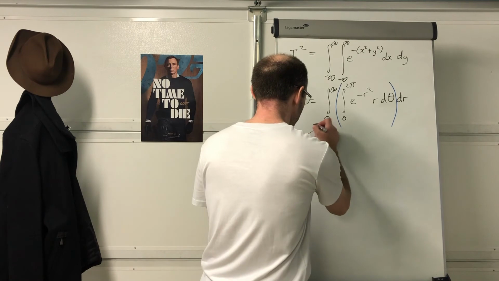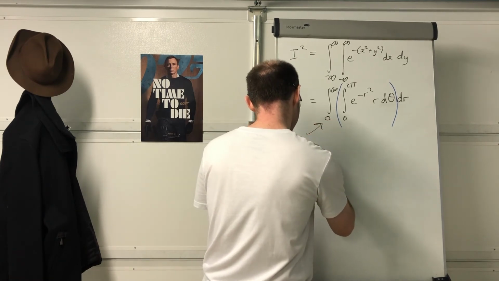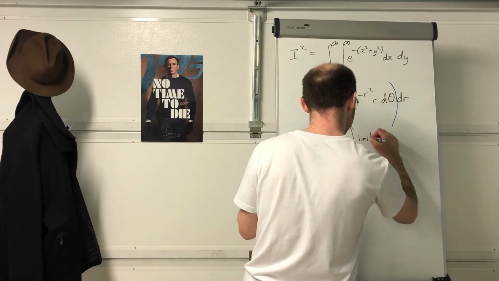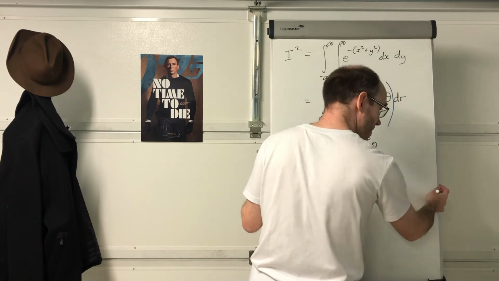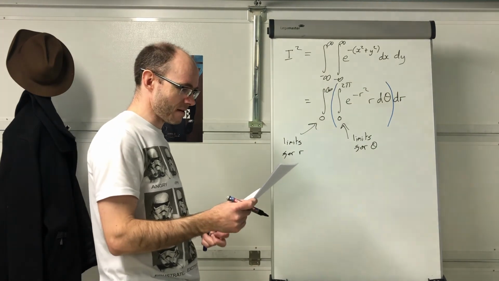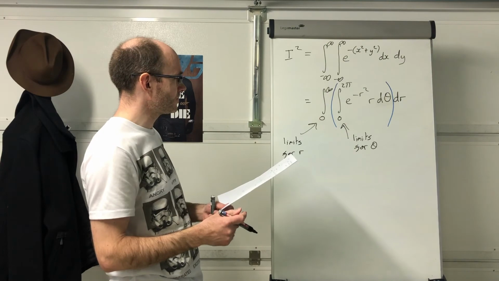So maybe when you're writing this, you write down notes. Those are the limits for r. These are the limits for theta. Remember, it's important that when you are integrating, you know what limits you're using and which variable you're using them for. Just want to check that there's anything else that I need. No, that's all fine. We're all good.